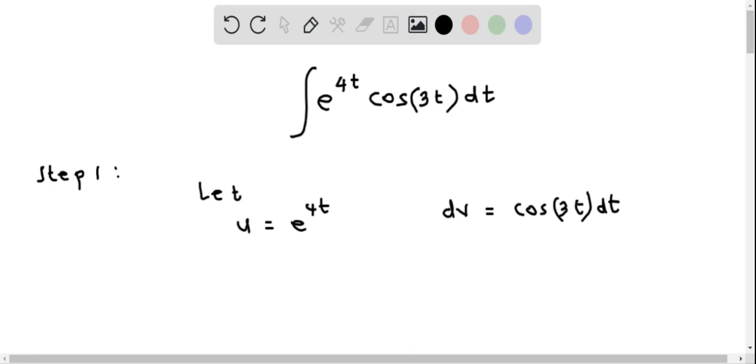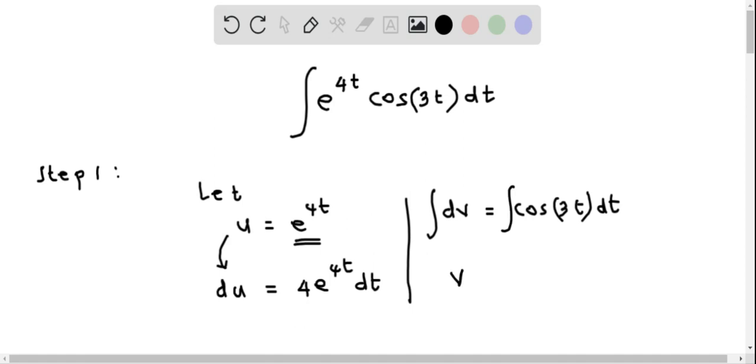So let's apply the integration by parts. According to the integration by parts, we have to take the differentials on both sides for this u. So when we take the differentials, we will get du equals, we have to apply the chain rule to differentiate this e raised to the power of 4t. So when we do that, we will get 4 times e raised to the power of 4t and then dt. And this side we have to integrate so that we will get v. So we integrate both sides like this. So integration of dv is v, and integration of cos 3t dt is sine 3t over 3.